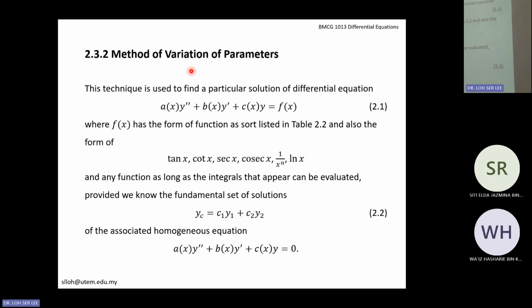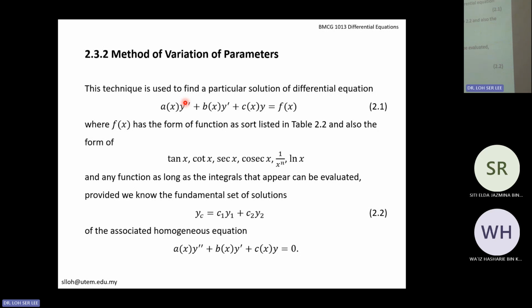Now today we look at the second method, and the name is variation of parameters. This technique is used to solve this kind of differential equation. This is a second order non-homogeneous differential equation, but the coefficient functions could be non-constant. You see this is A(x), B(x), C(x).